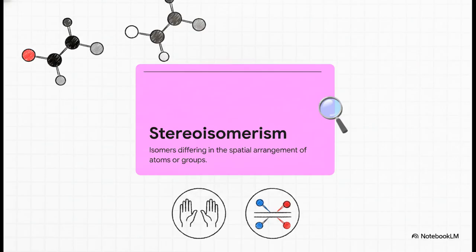This is a type of isomerism where molecules have the exact same connections but differ entirely in the spatial arrangement of their atoms or groups. The physical blueprint of connections is exactly the same, but the way those atoms project out into 3D space is totally different. This mind-bending concept is our gateway to the two final types of isomers, geometrical and optical.